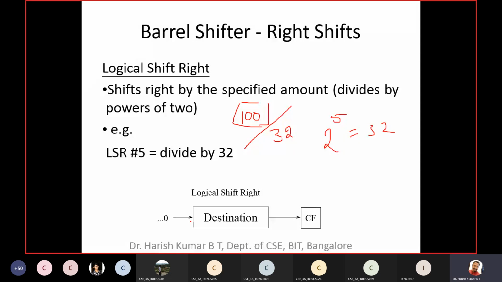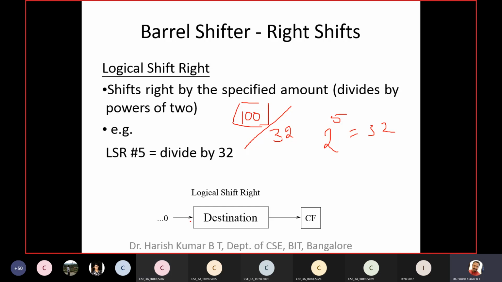So shift right also will go to the carry flag? Yes, it goes to the carry flag. Even when you're doing shift right or shift left, if you're using the S suffix, yes, it goes. Is that clear? Yes, sir.